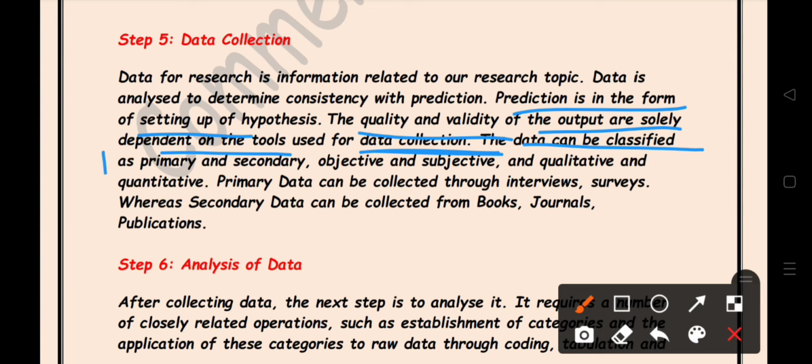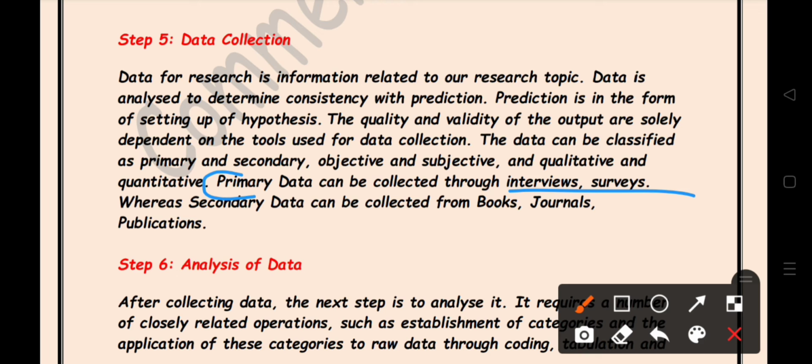The data can be classified as primary and secondary. We may find these two kinds of data in our study, that is the primary and the secondary data, or it can be in objective or subjective form, the qualitative and the quantitative data. Primary data can be collected from direct interviews and surveys. So primary data is the data which we collect directly from our participants. We may directly interview them, or we will send them a questionnaire, and collect those kinds of data.